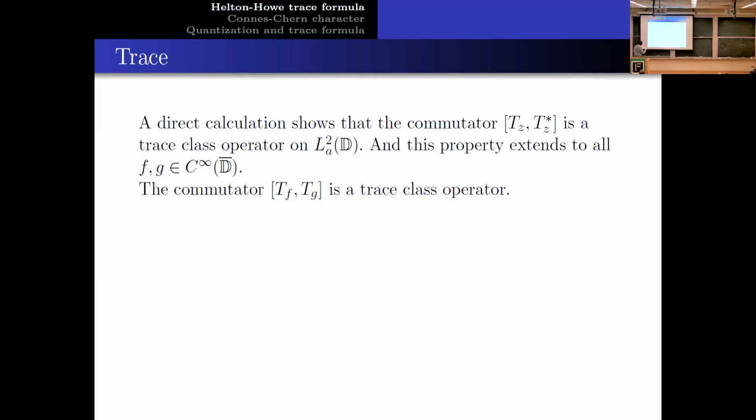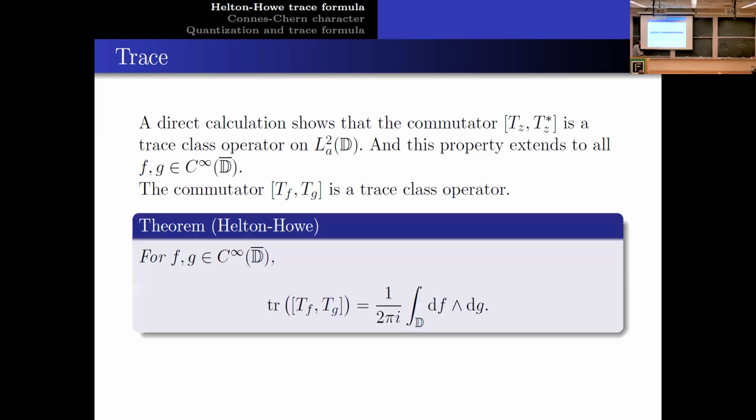Now with this, we can ask to compute the trace. In the finite dimensional case, we know that if I have two matrices, the commutator has vanishing trace. But now these are not finite dimensional vector spaces anymore, so the trace does not automatically vanish. Actually, there is a nice formula proved by Helton and Howe in the 70s: the trace of the commutator of the Toeplitz operators has a nice topological expression.